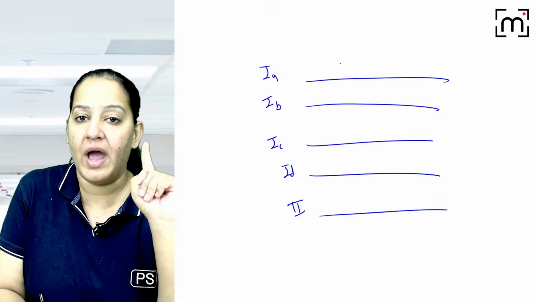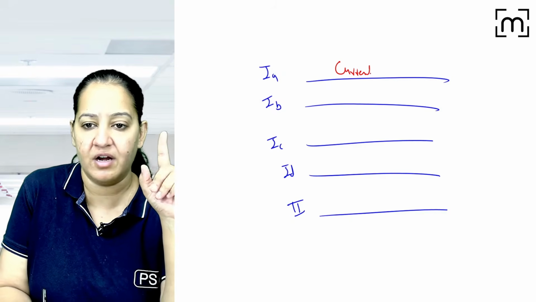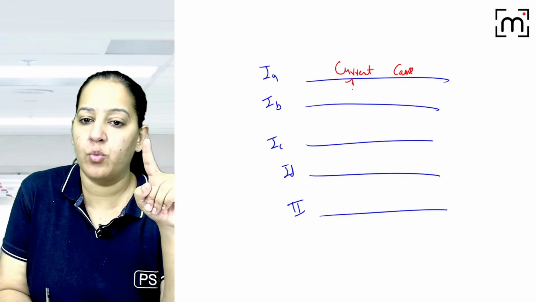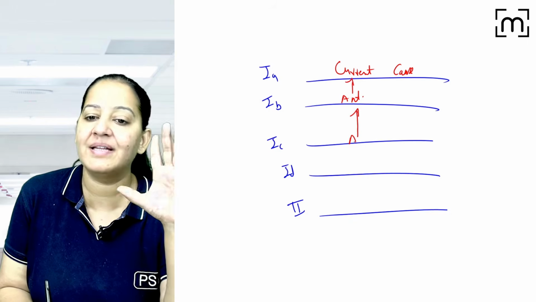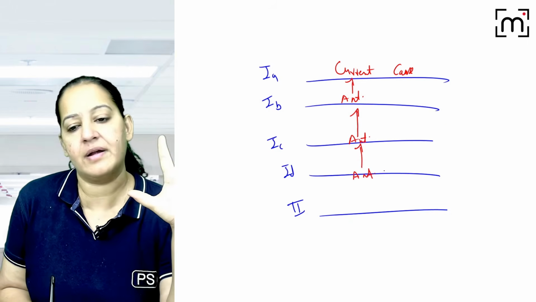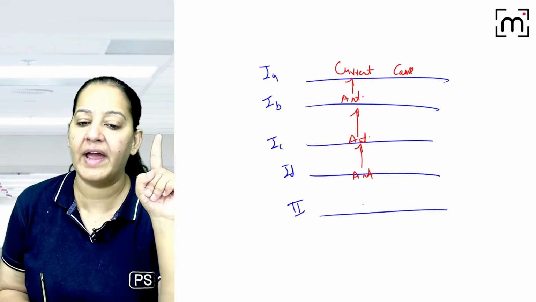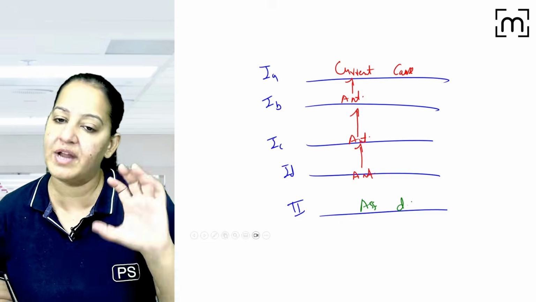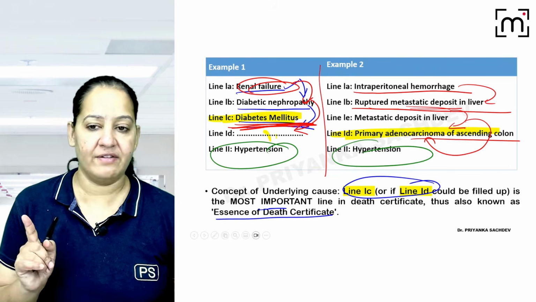On 1A, you have to write down the acute cause of death, the current, main cause of the death. But it is due to what? What is the antecedent reason leading to this? And then the main antecedent or underlying cause, the final main antecedent or underlying cause. In line 2, you have to write the other associated diseases which are not directly related to death right now. So this is the thing. The essence of the death certificate is line 1C or 1D.